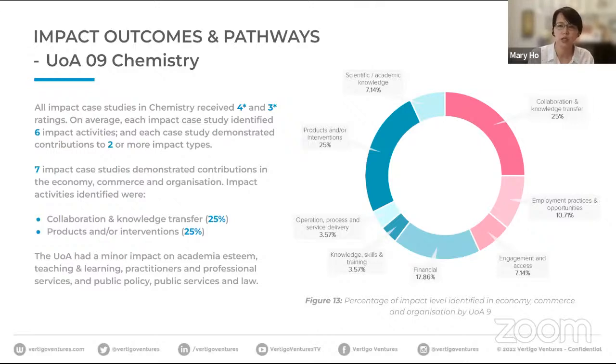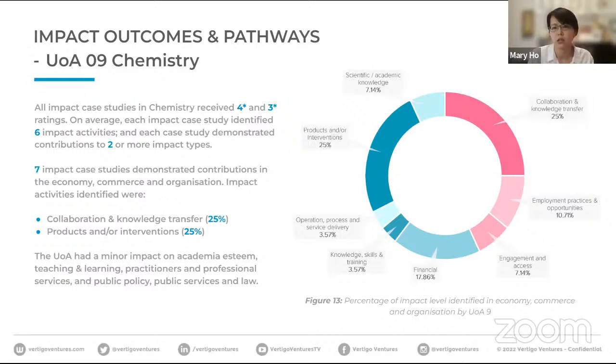It should also be noted that all the case studies contributed to 2 or more impact types, demonstrating that the field of study has strengths in making beneficial effects across various disciplines. The focus of this UOA's impact was mainly on economy, commerce, and organizations, environment, and also health and welfare. Now, among the 10 case studies of UOA 9, 7 of them actually demonstrated contributions in the economy, commerce, and organizations.